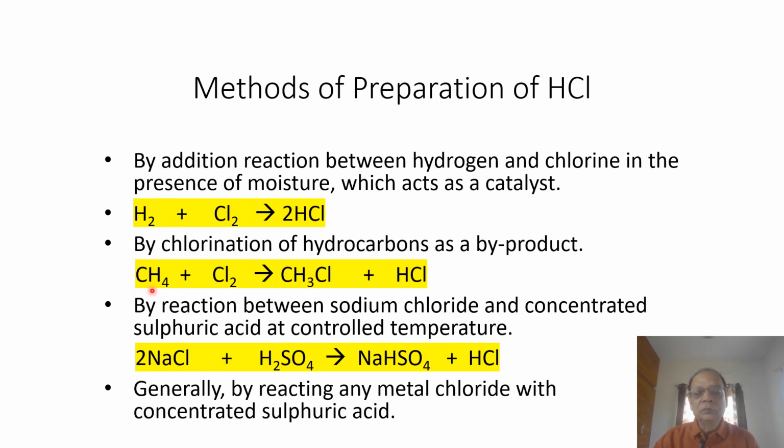So methane reacts with chlorine in presence of diffuse sunlight, which is not necessary here to be mentioned. It gives methyl chloride and HCl. You have to separate these two gases. The reaction between sodium chloride and concentrated sulfuric acid at controlled temperature: 2NaCl plus concentrated H2SO4 gives NaHSO4 plus HCl gas. Generally by reacting any metal chloride with concentrated sulfuric acid.